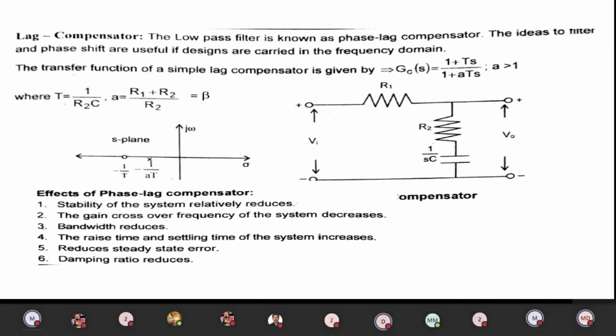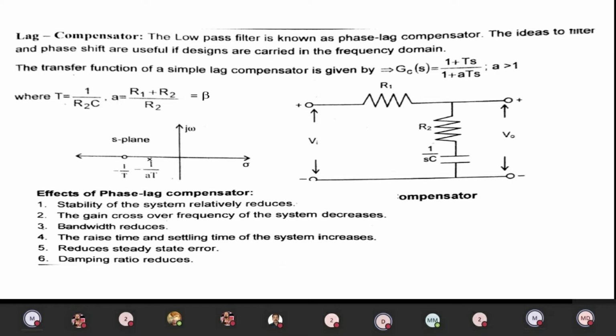Here you can see the transfer function for the lag compensator, which is GC of S, obtained for the low pass filter as (1 plus T into S) divided by (1 plus T into beta into S). Here beta is a constant greater than 1. The T value is your time constant, which is 1 divided by R2 into C, and beta is (R1 plus R2) divided by R2. So this is how we determine the transfer function for the given lag compensating network.